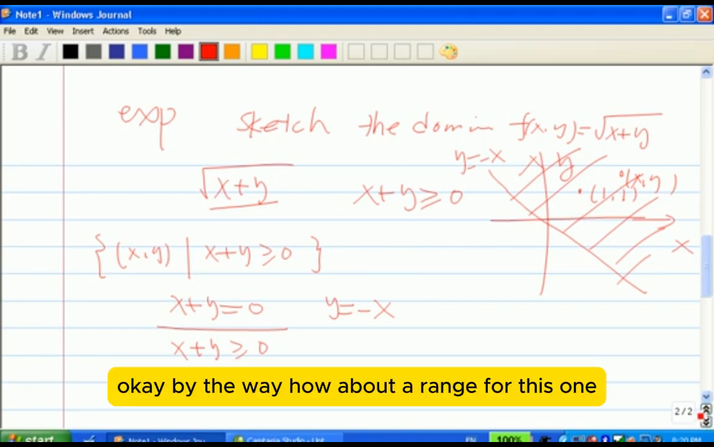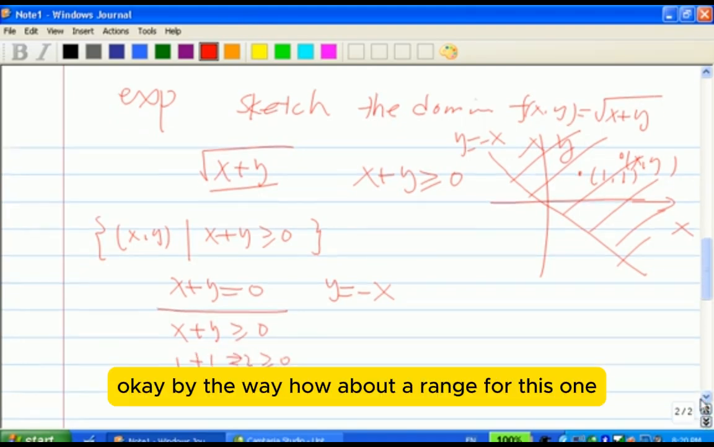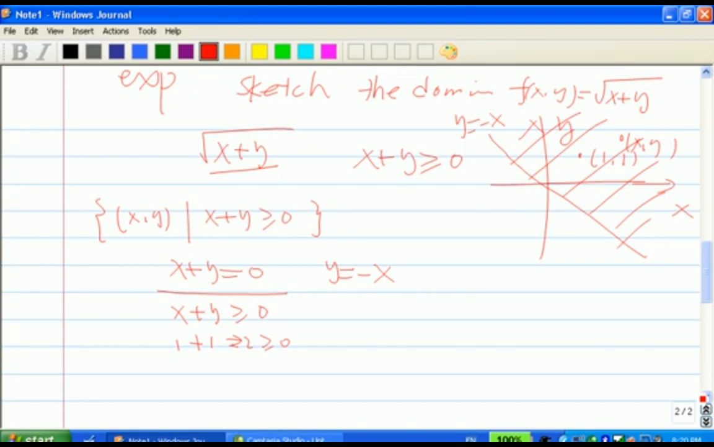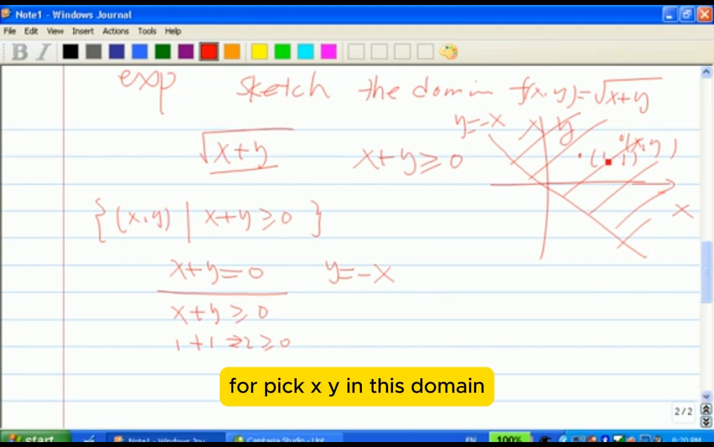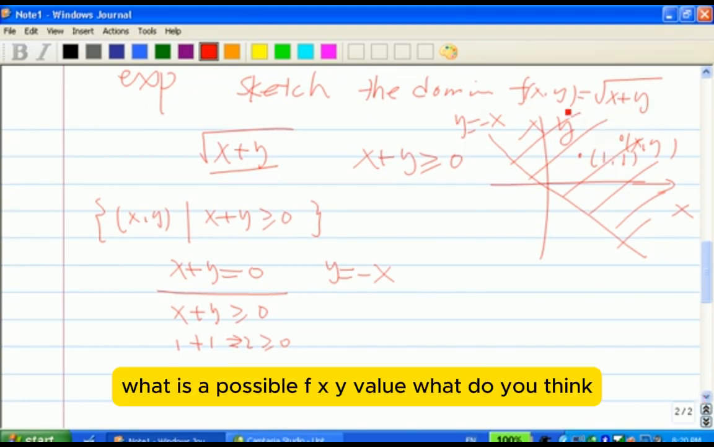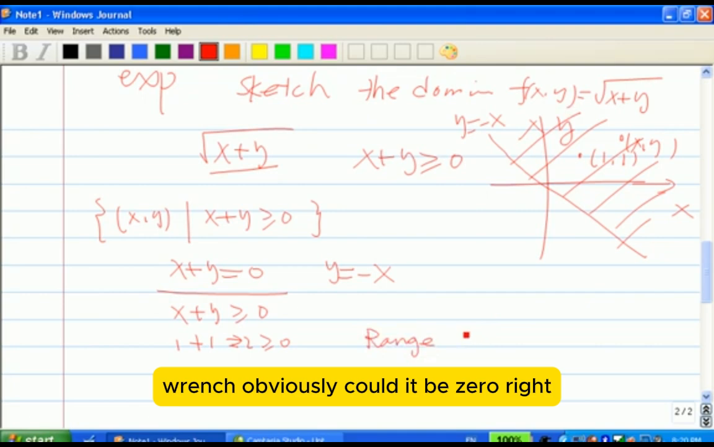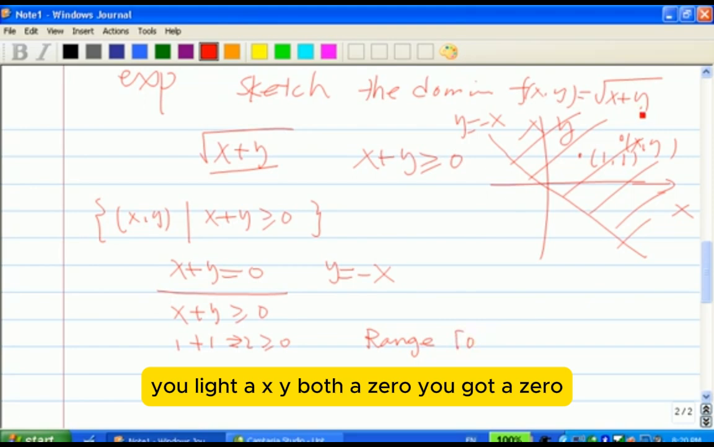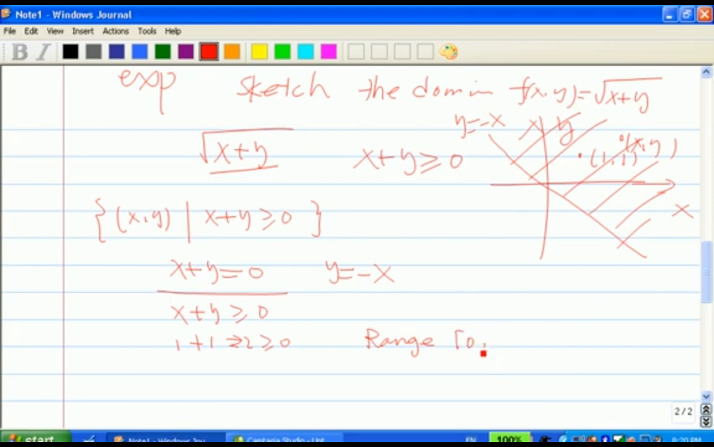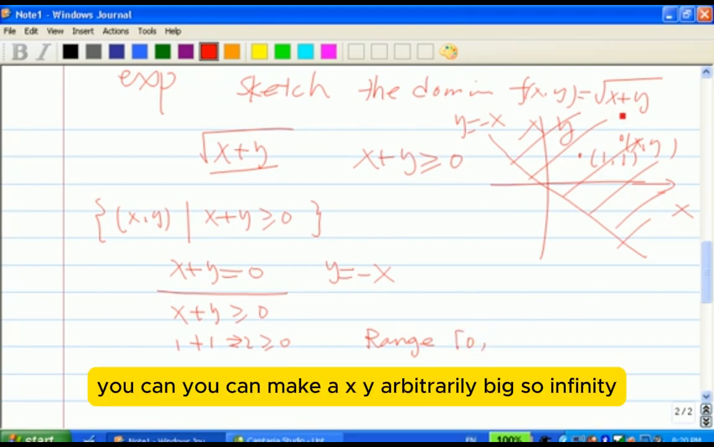Okay, by the way, how about the range for this one? For any (x,y) in this domain, what is the possible f(x,y) value? What do you think? The range obviously could be 0, right? You let x, y both be 0, you get a 0. How about that? You can make x, y arbitrarily big, so infinity.